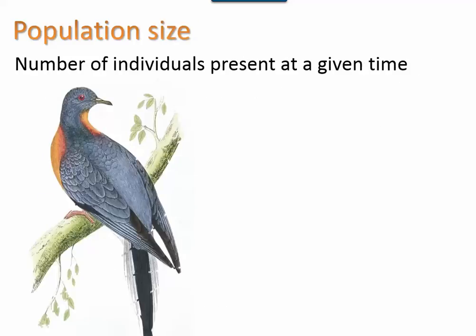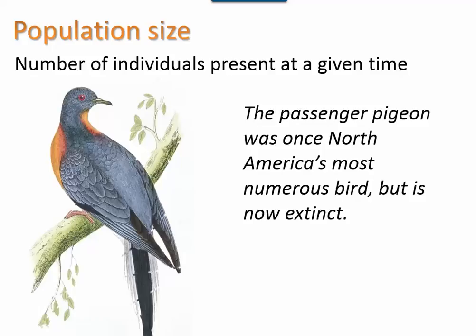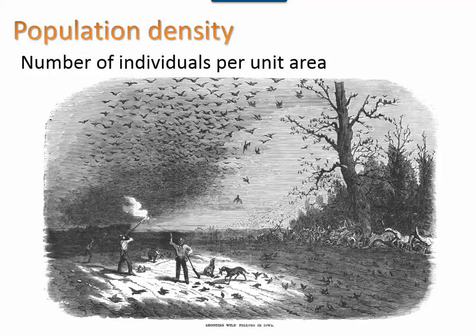So population size just means the number of individuals present at a given time. And here we see the passenger pigeon, which was once North America's most numerous bird, but is now extinct. And they used to have 240-mile-long flocks. So imagine a flock that long and even a mile wide. It could even darken the sky. And they went extinct in the early 1900s. And so here we see a picture of that.